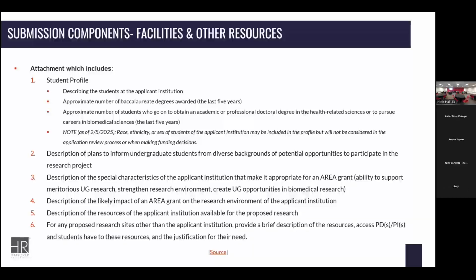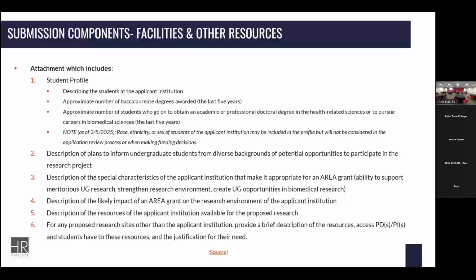Also, a required attachment is a facilities and other documents. Here, you're speaking to the profile of your institution. So you're describing your institution, the types of students you support, approximate number of degrees awarded, what students who complete degrees from your institution go on to pursue. So giving reviewers an idea of what type of institution the proposal is coming from, because they want to get a good sense of, okay, are these institutions that could really benefit from the support of an area R15.